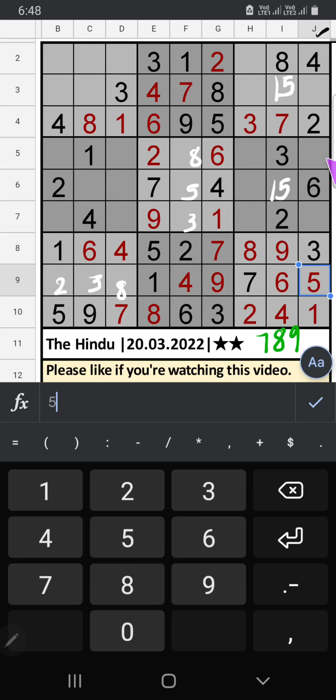Column J, 3 numbers are remaining: 7, 8, 9. Third grade. And third row, we have 7, 8. So 7 and 8 can't come in this cell, it will come in another 2 cells. We will confirm later. Then only 1 number is remaining: 9.